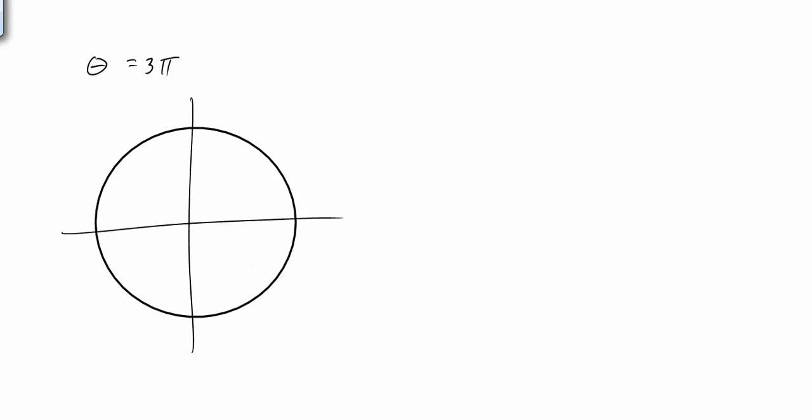Well, there's a couple ways we can do this. We could certainly just count. We could say, well, we know we're going to start, this is 0, this is pi. We know all the way around here is 2 pi. So if we're looking for 3 pi, then that means we need to go around again. So 3 pi is going to be at the exact same location as 1 pi.